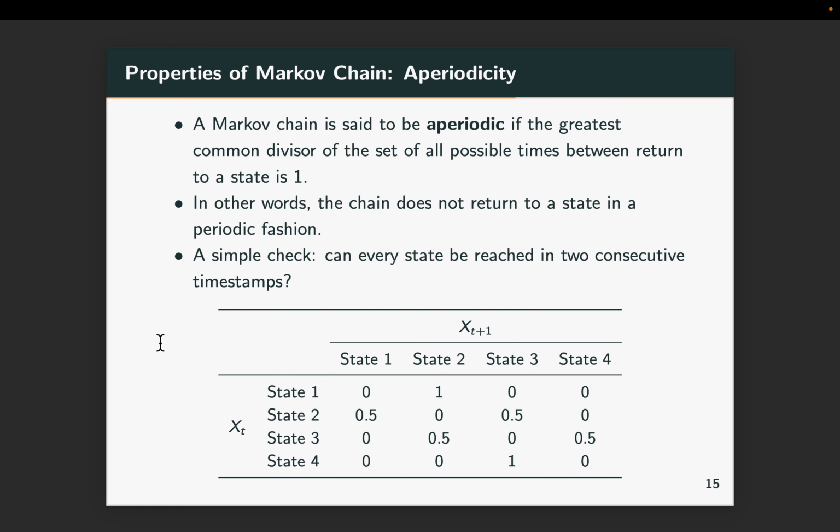So can you note that at odd timestamps, what all states are you in? At t equal to 0, you can be at S1. At t equal to 1, you can be at S2. At t equal to 2, you can be in S1 or S3. So at odd timestamps, you can be in even states, and at even timestamps, you can be in odd states, which means that there is a periodic nature to what we have. Therefore, this is not an aperiodic Markov chain.